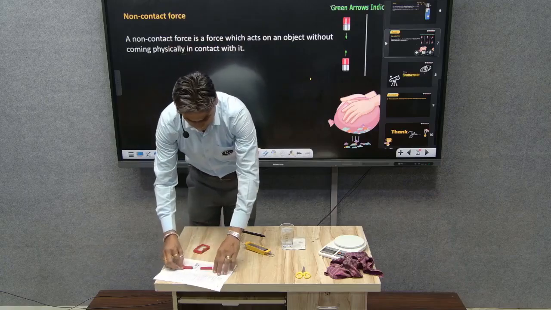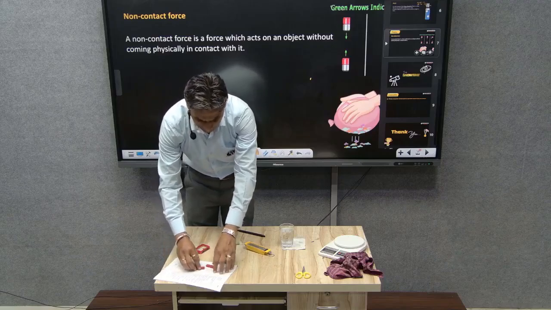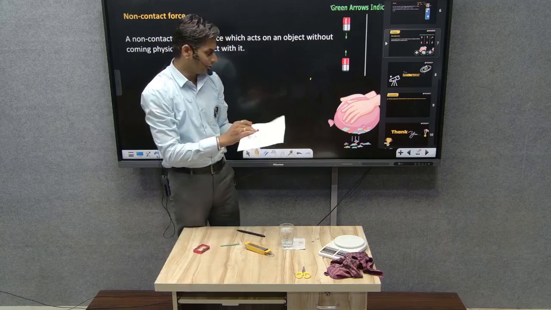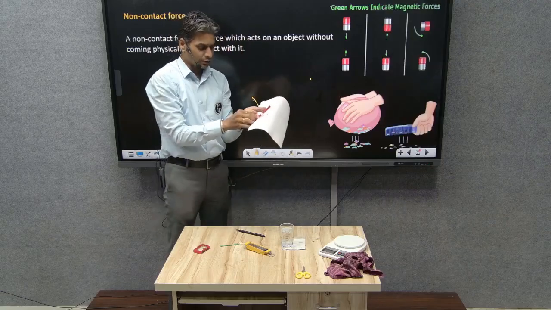Here I am keeping the magnet's different poles. They are going to attract, and the same poles they will repel. Are you able to see there? I am unable to show on the board. They are going to repel here.